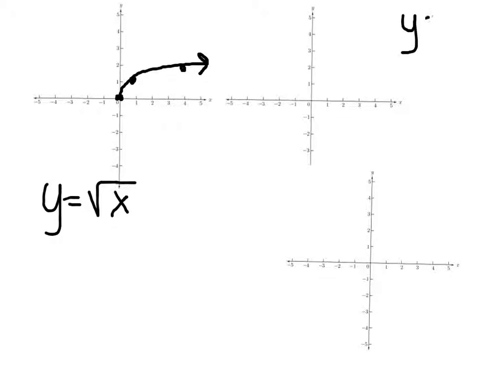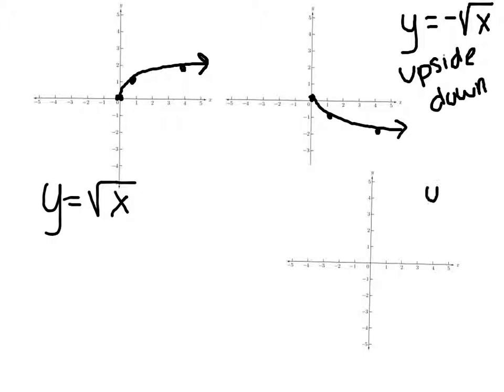So let's start off with the same graph. Y equals the square root of x, 0, 0, 1, 1, 4, 2, square root function. And now what happens to it when you put a negative in front of it? When you put a negative in front of it, the 0 stays at 0, the 1 becomes negative, the 2 becomes negative. So a negative in front makes the graph upside down.